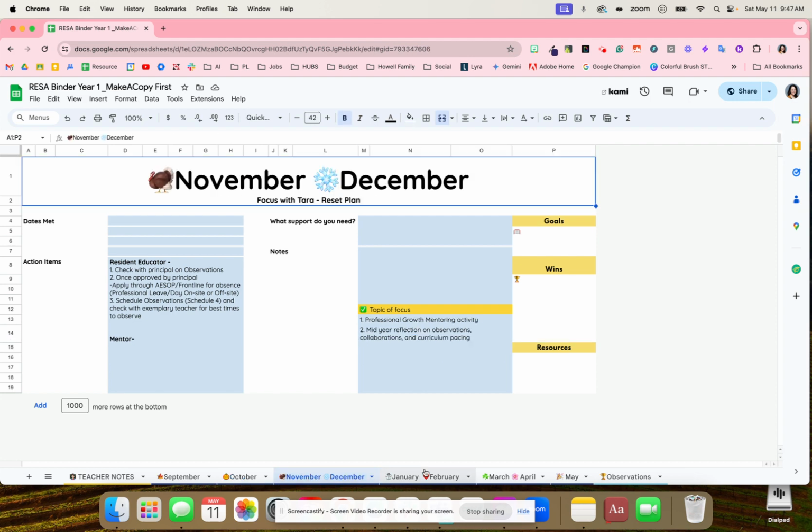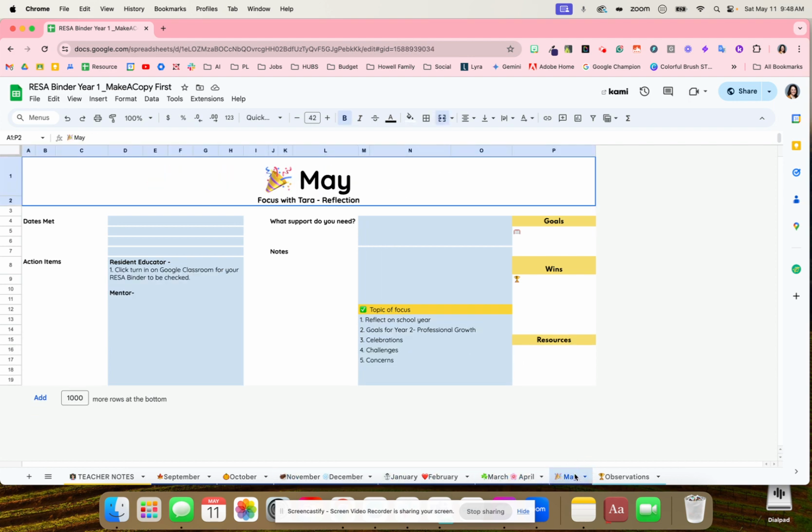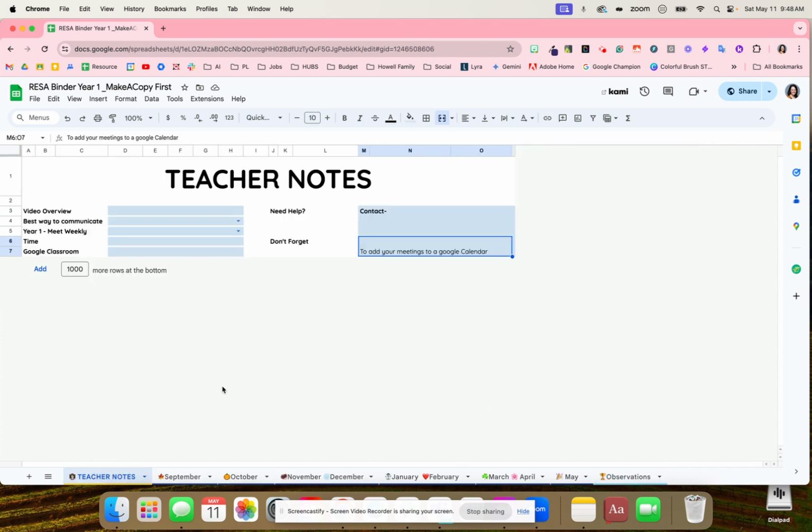And then again, November, December, January, February, March, April, we kind of bulk these together just because of some of the holidays. And then at the end of the year, what they had to do. And then whatever they observed, they had to do a few observations that were required. And so again, this is where they would take those notes. And then at the end of the year, they would turn this into Google Classroom.